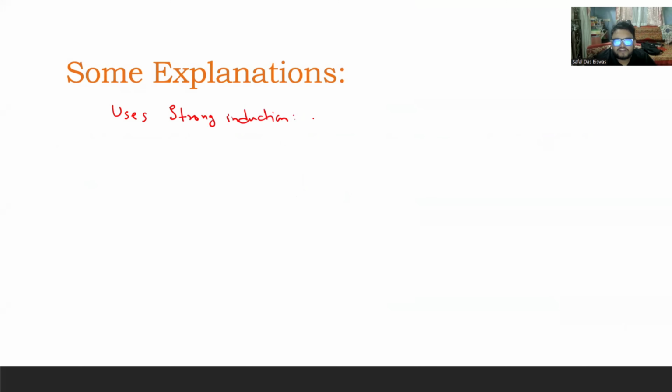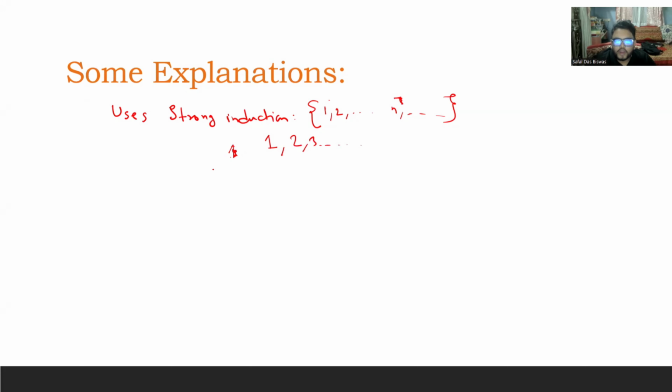Now, what is strong induction? For those who don't know, in strong induction we consider all natural numbers. We prove the statement for the base case, maybe one, or maybe two, or maybe three, whatever our base case is.